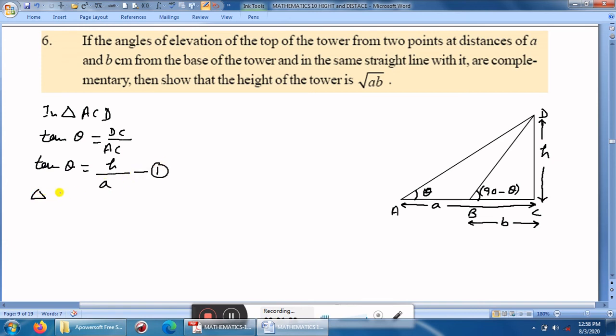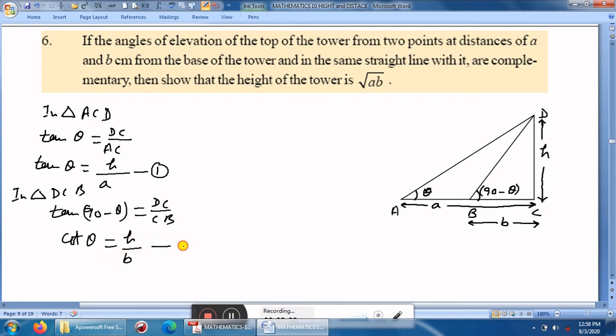Now in second triangle, that is the DCB. Now tan 90 minus theta, this angle. So it is DC upon CB. Tan 90 minus theta, that is the cot theta. So cot theta is equal to DC is H and CB is B. So that is the equation second.